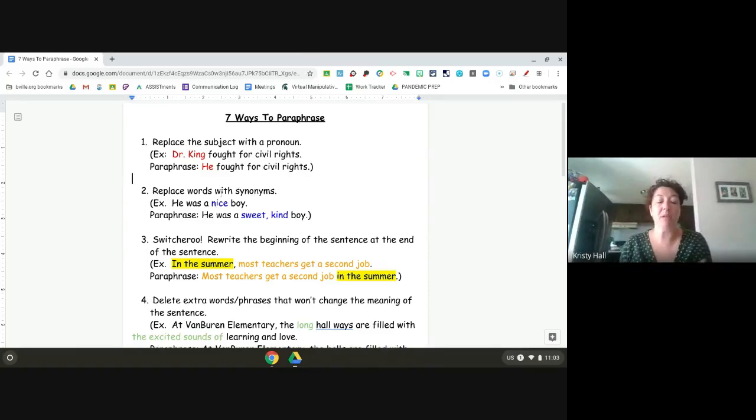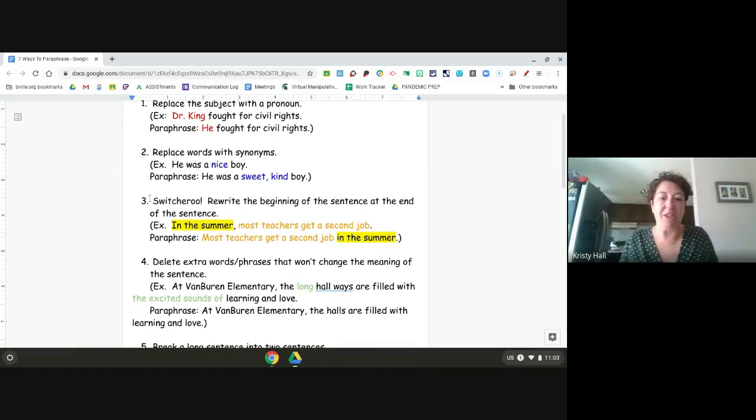We can replace words with synonyms, other words that mean about the same thing. So instead of saying he was a nice boy, I could say he was a sweet and kind boy. I really like this one. We call it the switcheroo. So in the switcheroo, you take the beginning and the end of the sentence and you flip them around. So look at this example. In the summer, most teachers get a second job. We can easily paraphrase that by saying most teachers get a second job in the summer. You see, I'm giving you the same information, but it sounds different by flipping that around.